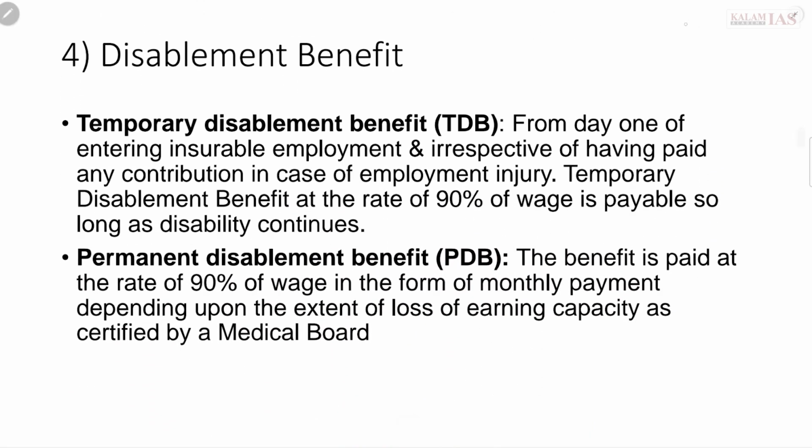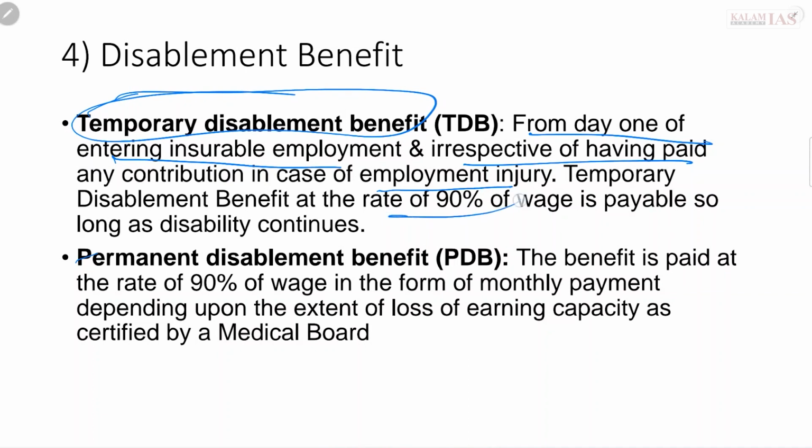Then we come to disablement benefit. There are two types of disablements. First is temporary disablement benefit, and next is the permanent disablement benefit. So for temporary disablement, from day one of entering the insurable employment, and irrespective of having paid any contribution, in case of employment injury, the temporary disablement benefit shall commence. Temporary disablement is at the rate of 90% of wage, payable as long as the disability continues.